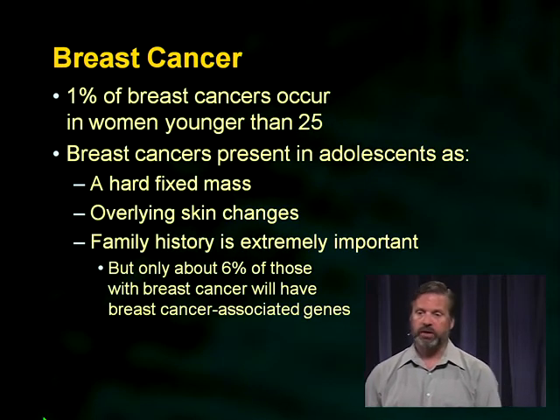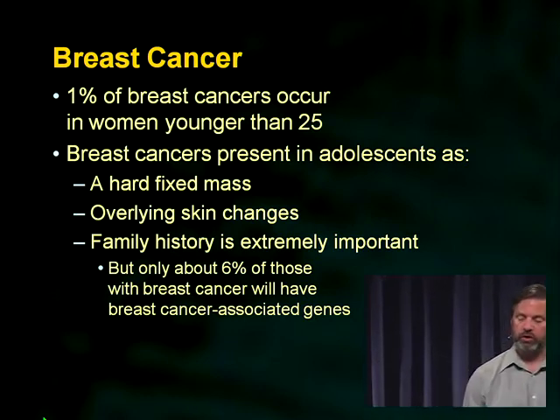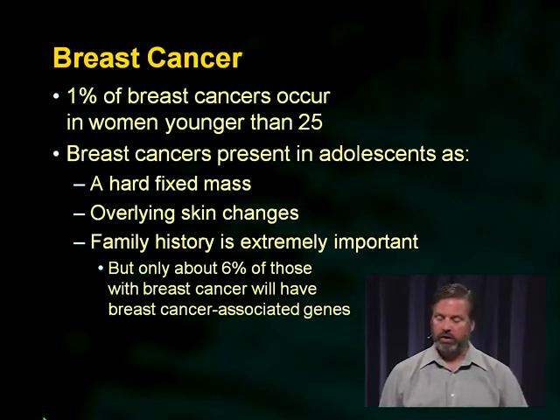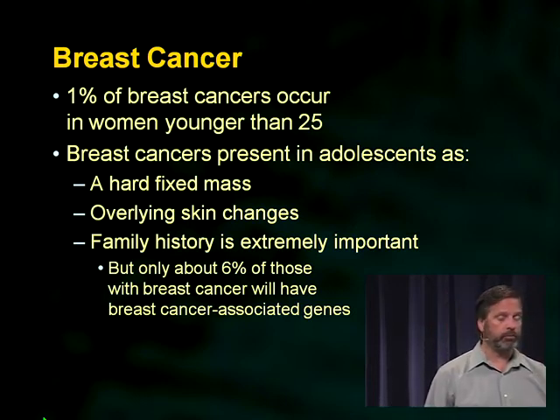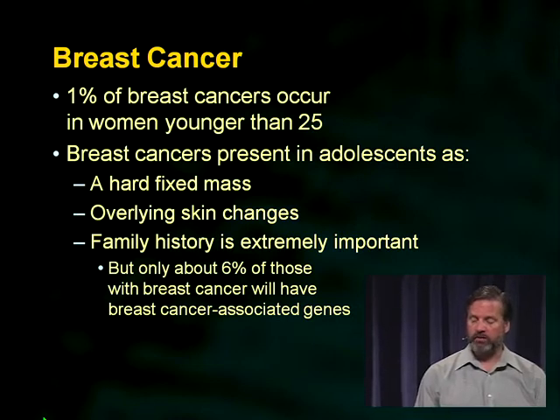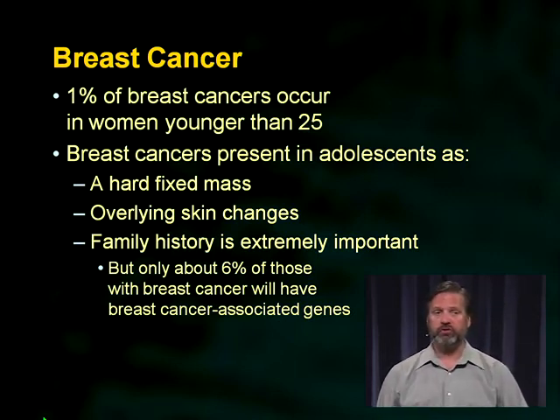That isn't to say that breast cancer doesn't occur in adolescence. It does. About 1% of breast cancers do occur in women less than 25 years old. These tend to present as a hard, fixed mass, sometimes overlying skin changes, and a family history is really, really important for you to collect, especially now that we're able to run the breast cancer genes. But recognize that in only about 6% of those with breast cancer, there's a breast cancer-associated gene. So it's still very low. If you have the gene, it puts you at extremely high risk. But most patients who have breast cancer don't have the gene.